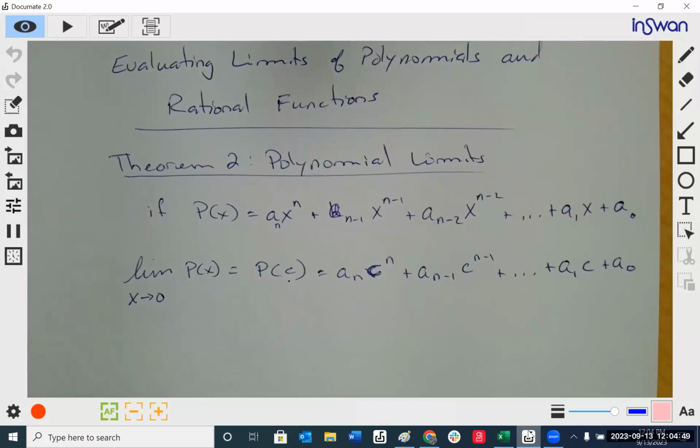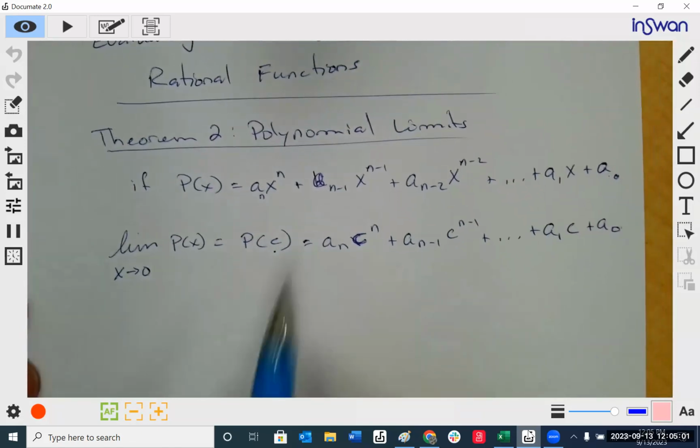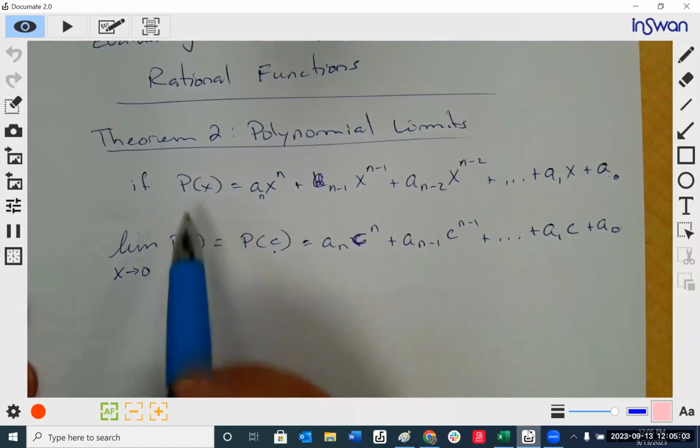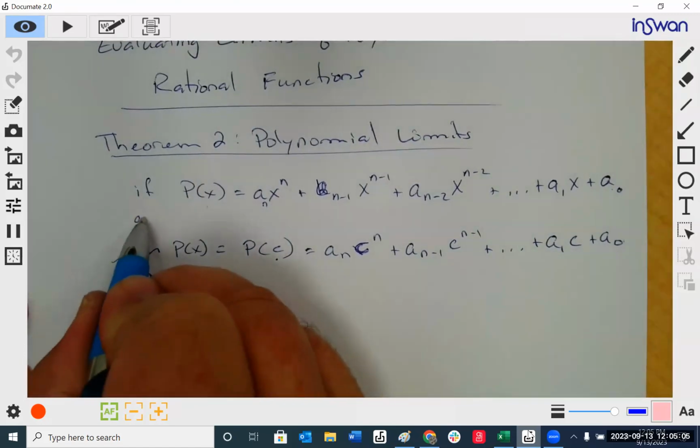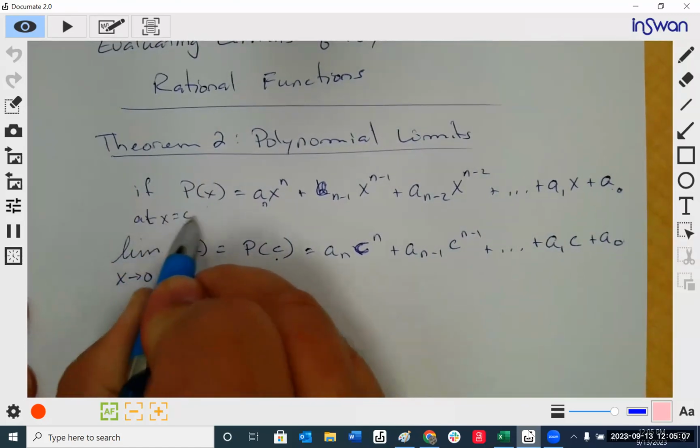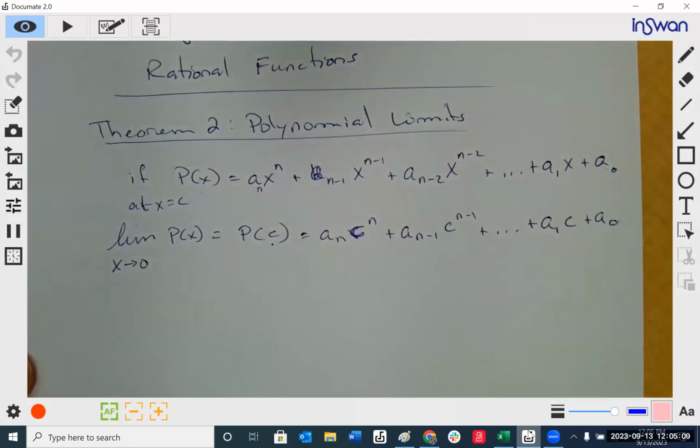Remember, it's not a derivative. It's the function itself. We're at a specific value. There's no derivative. So if you have a constant, you'll have a constant at the end. So what do we just do here? I just took it at the limit point, at X equals C. That's what I did there.